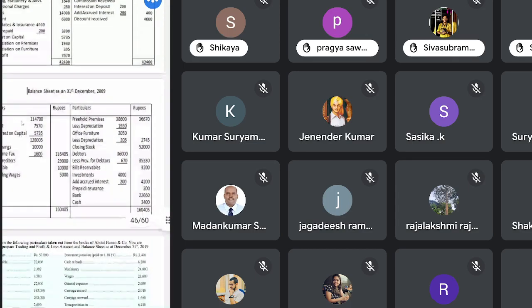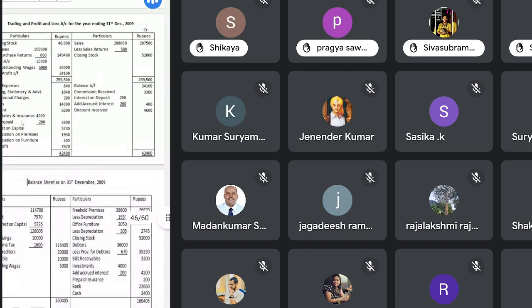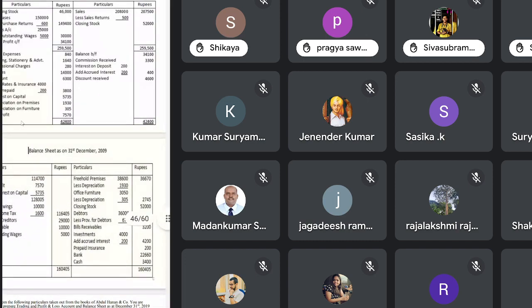Then come to the asset side. On the asset side, you have to write fixed assets. So what are the fixed assets? See your trial balance: freehold premises, depreciation. I already told you, the depreciation given in the adjustment, you have taken on the debit side of the profit and loss account, as well as you have to deduct it from the respective assets on the asset side, right?